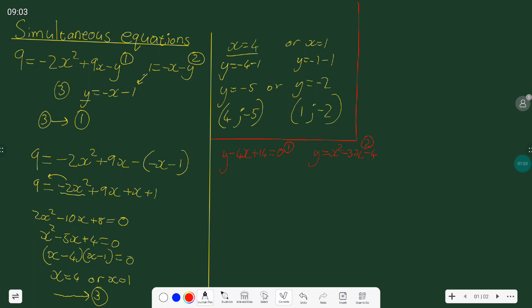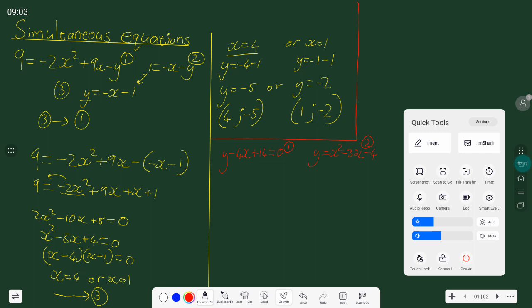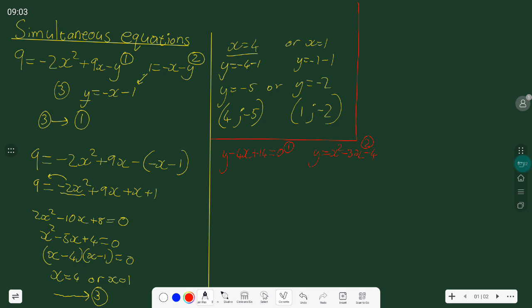Easiest one to manipulate will be equation 1. Let's take the x and everything else over. So this will be equation 3, and it is y equals to 4x minus 14. Since I got it from equation 1, I have to substitute equation 3 into equation number 2. So this means everywhere where I see y, I have to substitute 4x minus 14. So therefore, 4x minus 14 equals to x squared minus 3x minus 4. In order to solve for x, I have to get everything to one side.